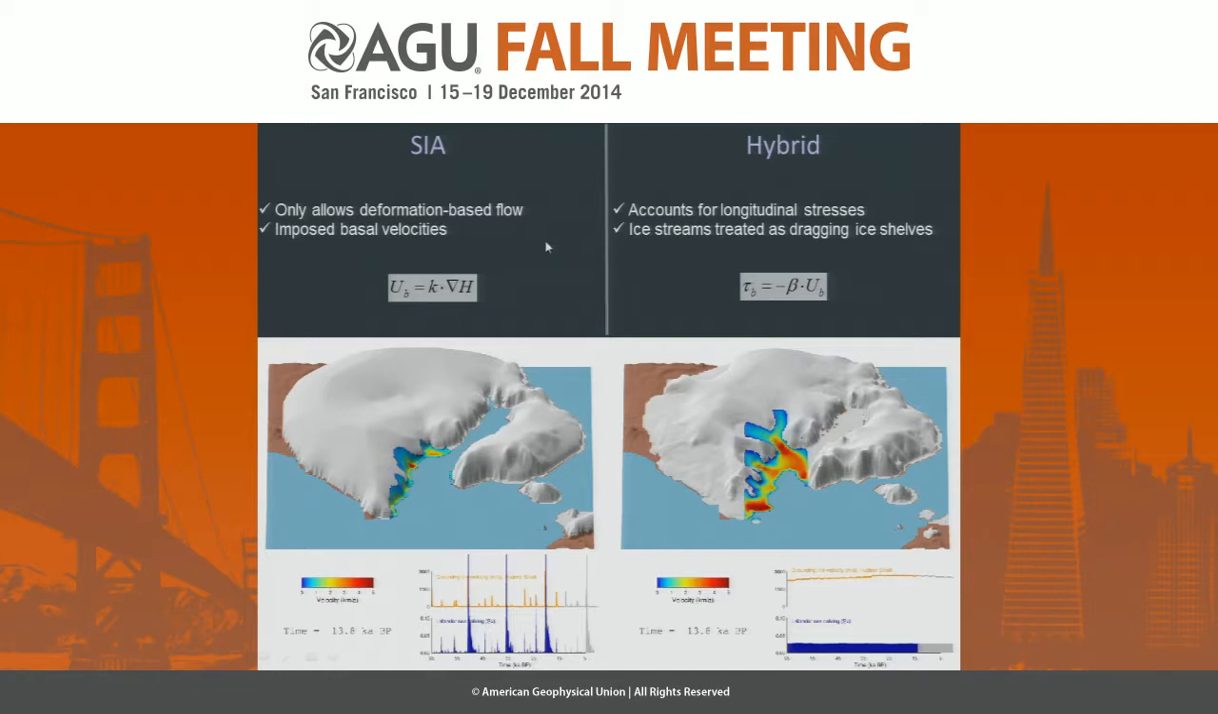Now, what happens if the model is treated in a more robust physical manner? That would mean shifting to a hybrid ice sheet model, which combines the shallow ice approximation with the shallow shelf approximation. That means the ice streams are treated as dragging ice shelves. So we no longer impose basal velocities. What we impose is a drag factor, which is proportional, with the opposite sign, to basal velocities.